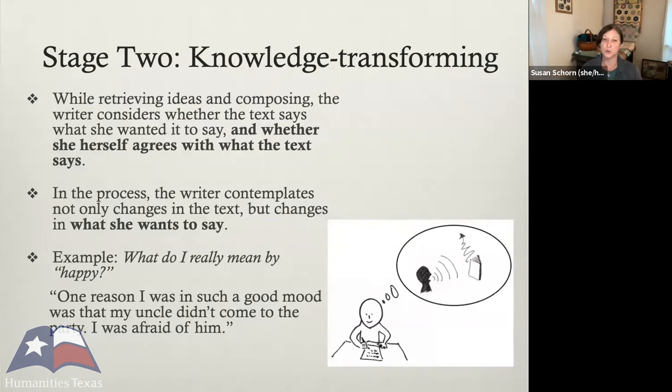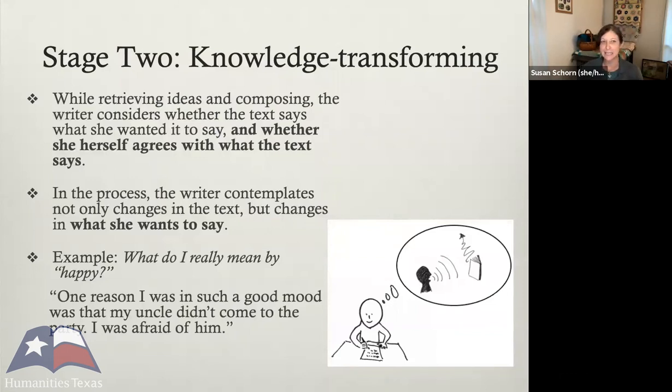So, for example, a writer might go back to that earlier sentence about the happy birthday and think, what did I really mean by happy here? A writer who's come back to that more reflectively might realize one reason I was in a good mood was that my uncle didn't come to the party and I was afraid of him. So really, was happy the right word to use? They may just sit with that and confront that a little bit. This stage is marked by an awareness that once an idea is written down, that text becomes something apart from the writer, and it can have a powerful and recursive effect back upon the writer.